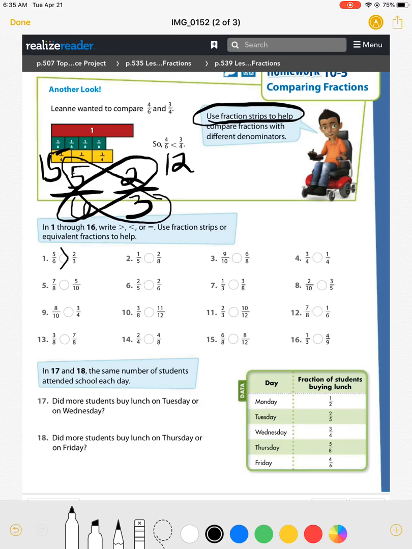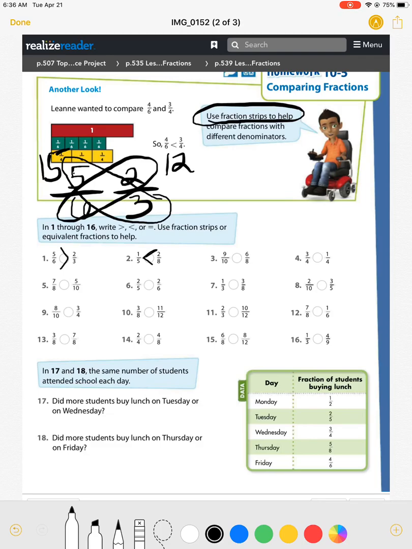The next one, 1/5 and 2/8. So our denominators are getting a little bit bigger here, so those are both broken into a little bit smaller pieces. So 1/5, that's not very much. And then 2/8. Even though 8 is a larger denominator, those are smaller pieces, we have more of them here. We have 2 pieces, while we only have 1/5 here. So I can conclude that 1/5 is less than 2/8.